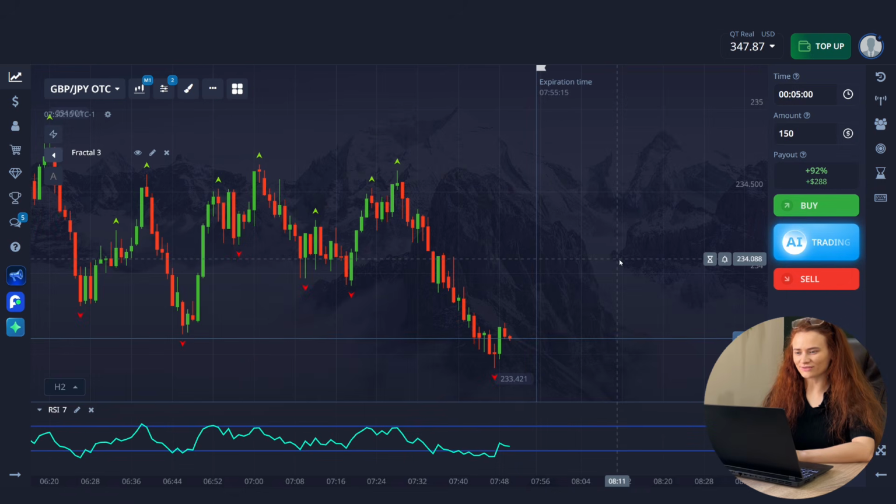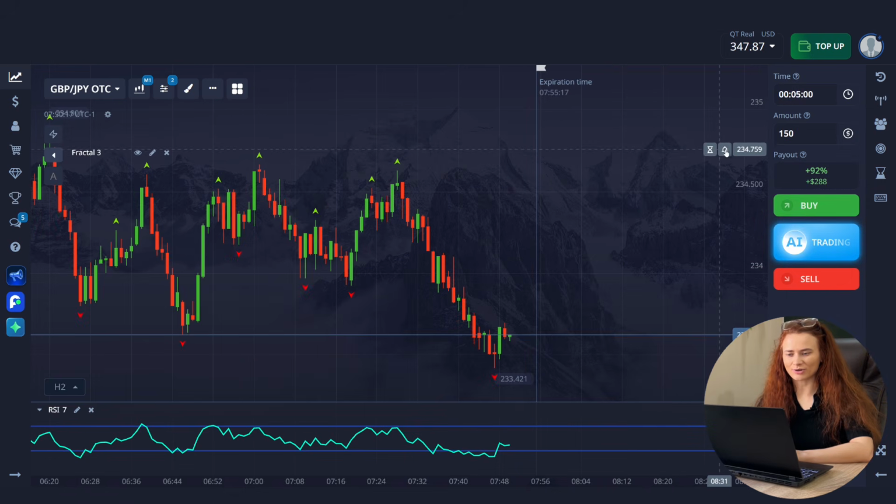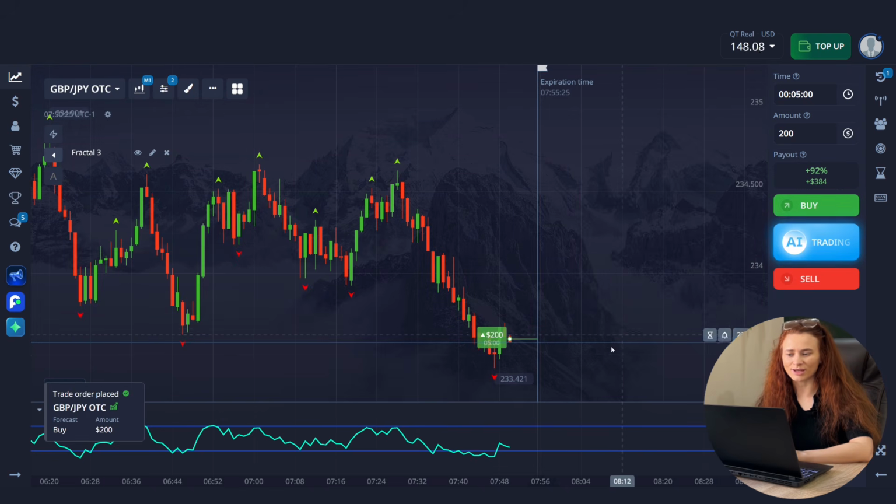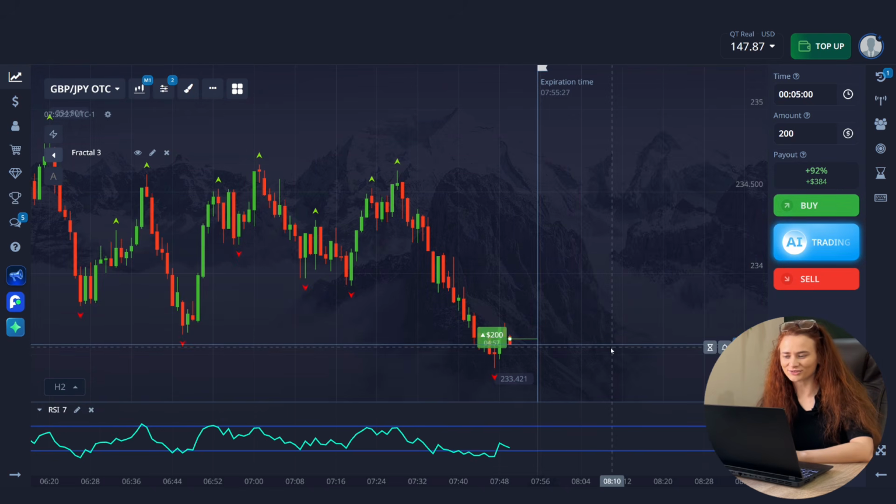And the last trade of the session, this time to raise the price. The setup is fully formed. Fractal gave a signal from below, RSI crossed level 30 from bottom to top. Both indicators point to an uptrend, opening with confidence.